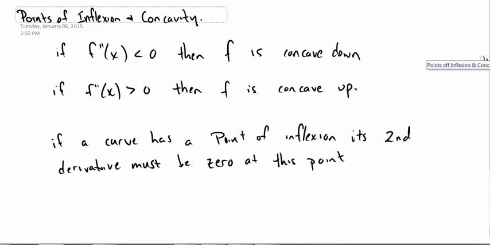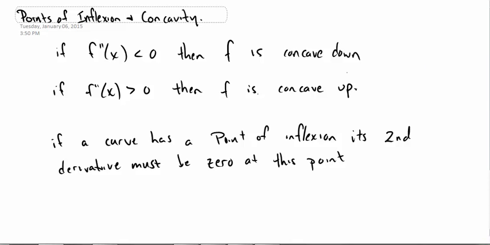So let's summarize this. If the second derivative is less than 0, then f is concave down. If the second derivative is positive, f is concave up. And if a curve has a point of inflection, its second derivative must be 0 at that point.